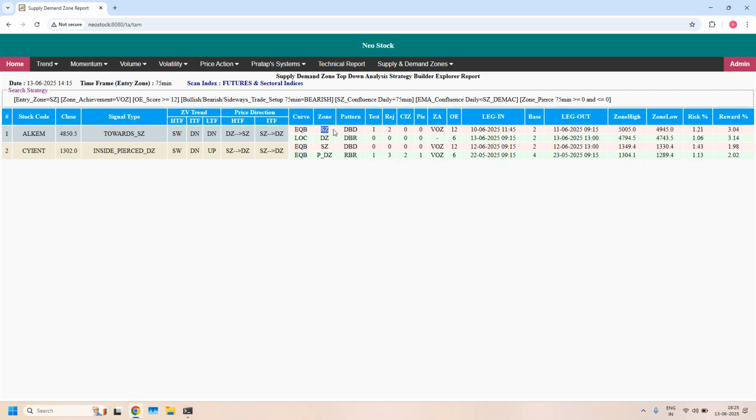So one of these stocks has already been tested twice. Okay, next we will look into LTF, ITF and even HTF supply zone confluence supported stocks. That is 75 minutes, daily and weekly supply zone confluence supported stocks.